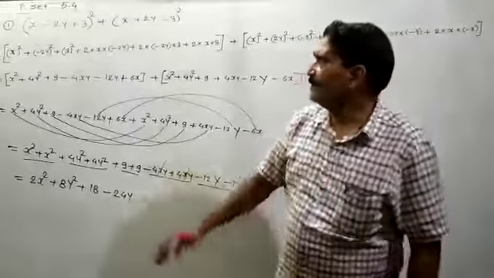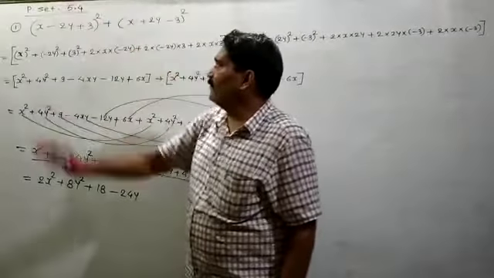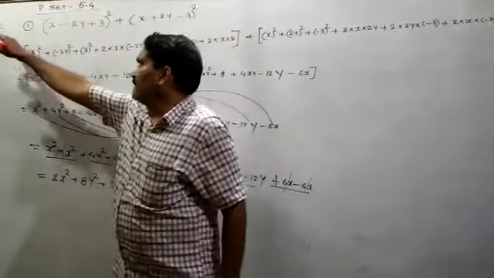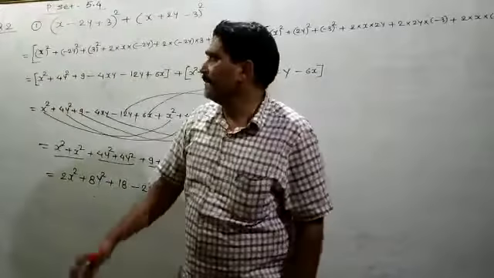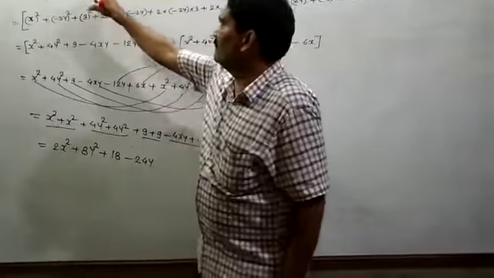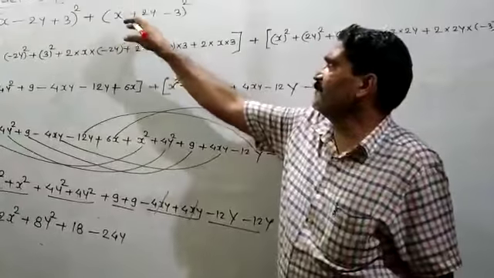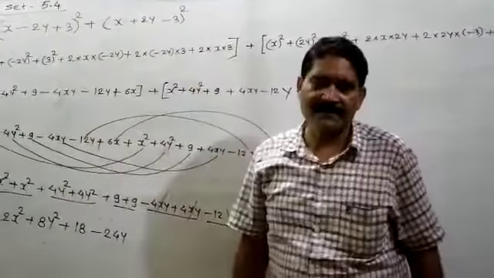You have to start with practice set 5.4. Question number two, first example. Here the example is (x - 2y + 3)² + (x + 2y - 3)².